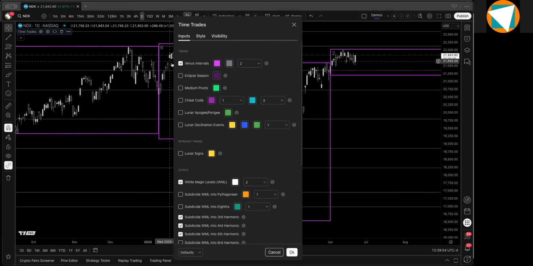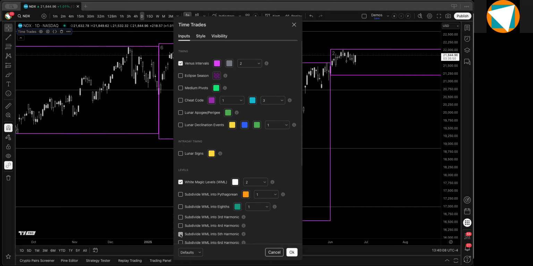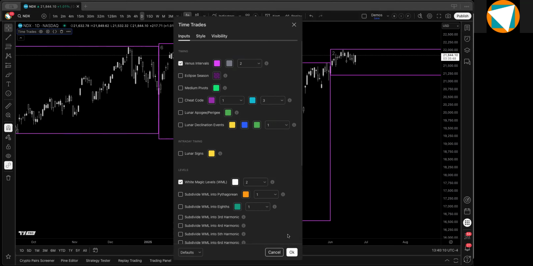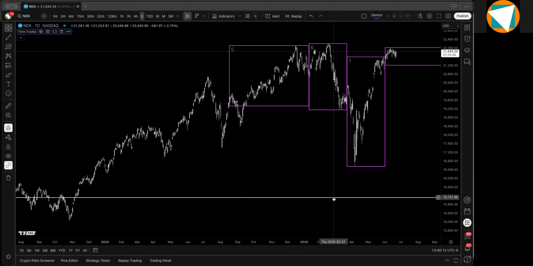By default, it shows Venus intervals as well as white magic levels, and these are kind of two of the most important elements of the time trade script. So I'm going to turn off the rest here. Now let's talk about Venus intervals first. What is a Venus interval?